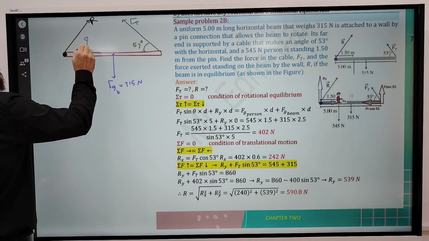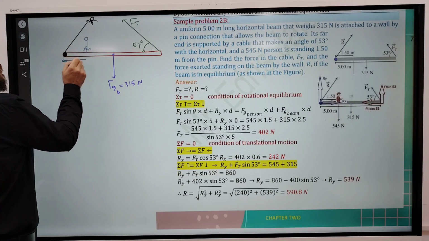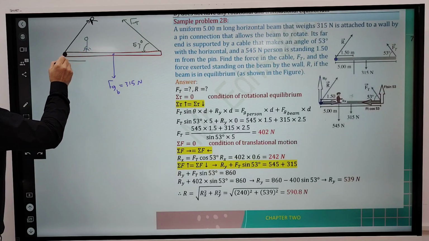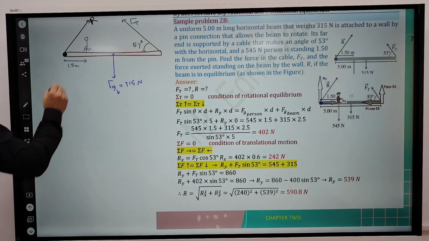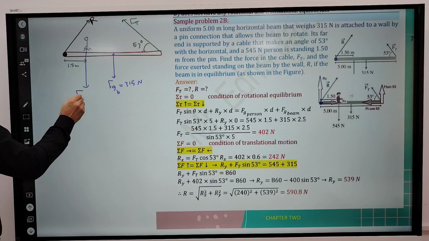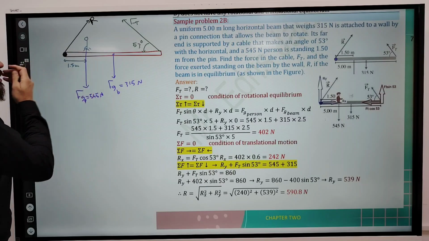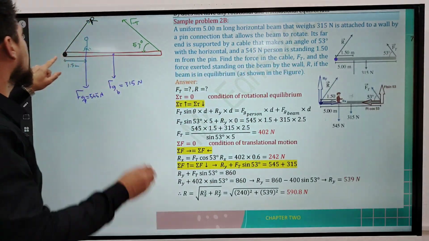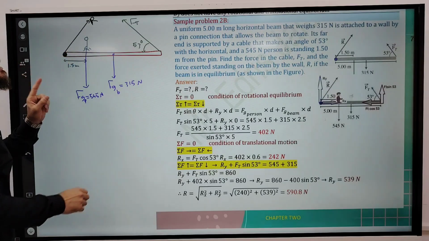The man stands 1.5 meter from the axis of rotation. If someone stands here, what is the distance from the axis of rotation? 1.5 meter. The gravitational force is acting downward, Fg of the person, 545 Newton. The distance of this person is 1.5 meter from the pin. The pin is the axis of rotation.